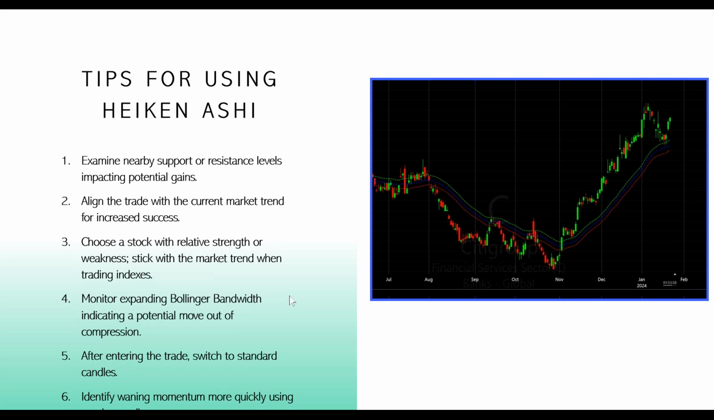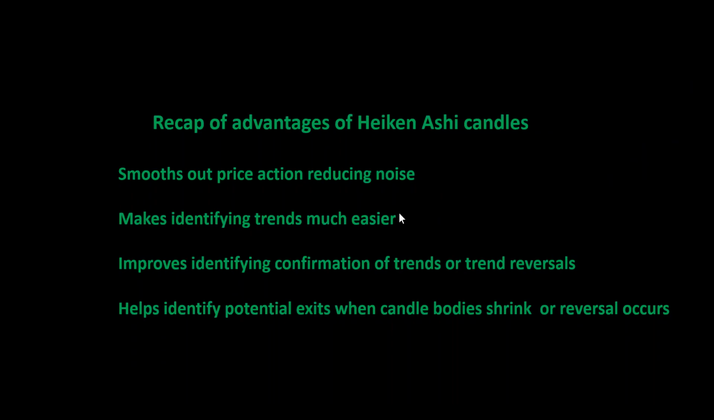I also monitor the Bollinger Bands, and I'll show you how I do that. If the Bollinger Bands are expanding, it tells you you're coming out of compression. And after I enter the trade, once I'm thinking of getting out of the trade, I switch to standard candles. When I feel like I've got enough profit, I'll switch to standard candles so I can catch the reversal more quickly. Okay? All right, so this recaps the advantages of Heiken Ashi candles.